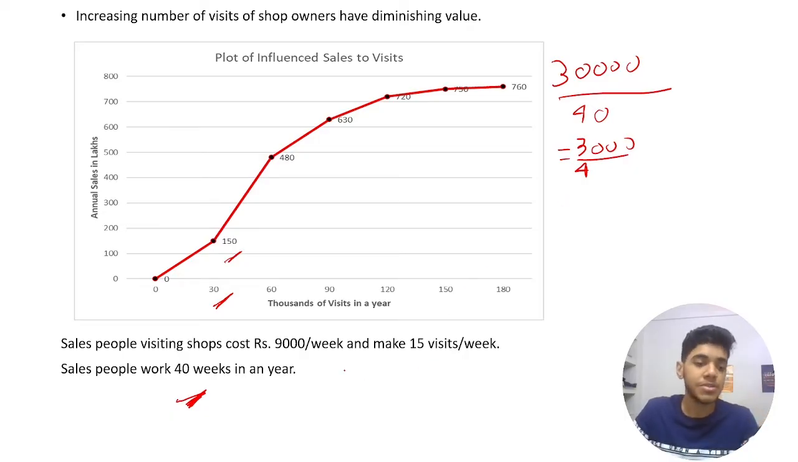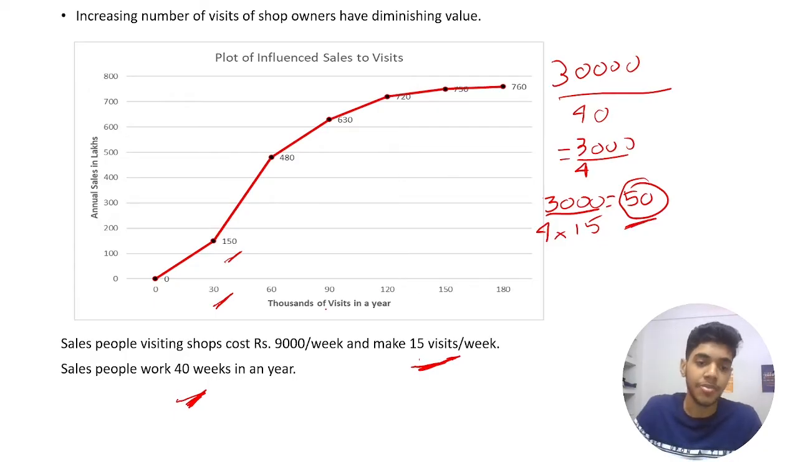And we know that salespeople make 15 visits per week. So the optimal number of salespeople required to get 150 lakhs in annual sales must be around 3000 by 4 into 15, which is around 50. 50 is the optimal number of salespeople to get 150 lakhs in annual sales for 30,000 visits in a year.